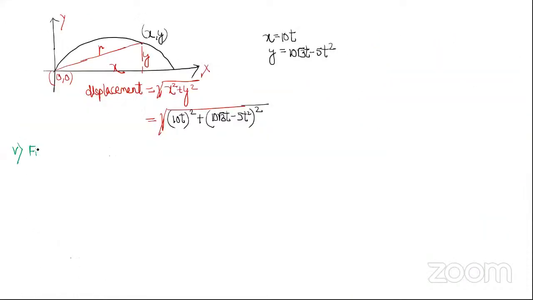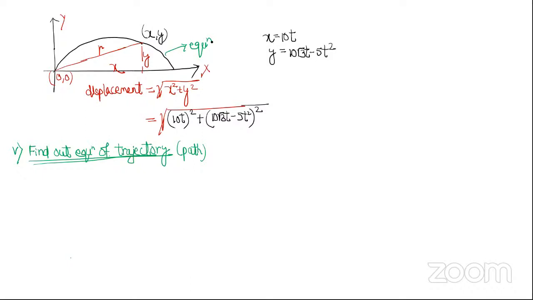Find out equation of trajectory. What is the meaning of equation of trajectory? Equation of trajectory means equation of path. Trajectory means path. That means इसका equation, ये जो parabola का equation. How do you find it?